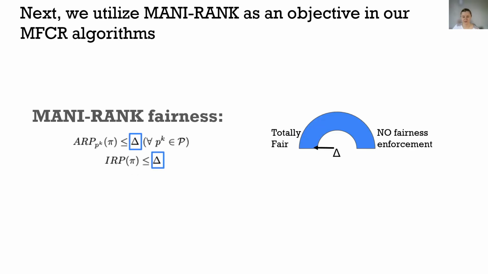Next, we utilize many-rank as an objective in our MFCR algorithm since it can both quantify fairness and enforce fairness. We introduce a parameter depicted as delta in the slide that bounds many-rank fairness and facilitates tuning between complete fairness and not constraining the consensus ranking to be fair whatsoever.